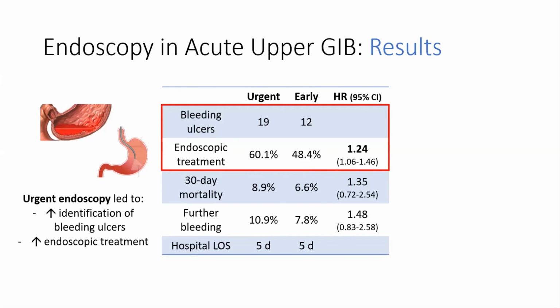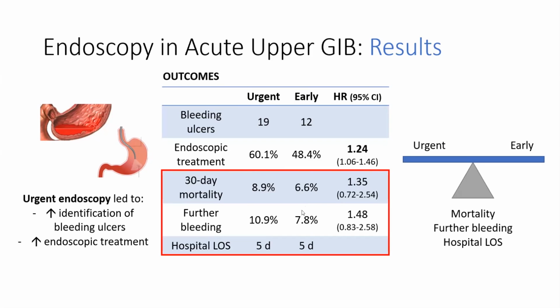urgent endoscopy led to more identification of bleeding ulcers and more endoscopic treatment, significantly more here. But when you look at outcomes, there was no difference in mortality, further bleeding, or hospital length of stay. And I'd just like to point out that there were pretty high rates of mortality and further bleeding, just as had previously been shown in the literature.